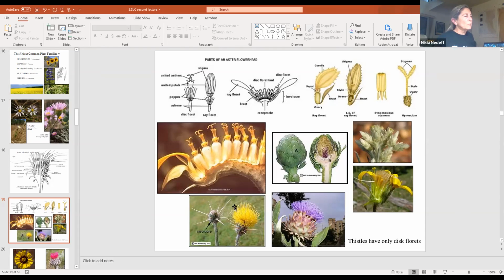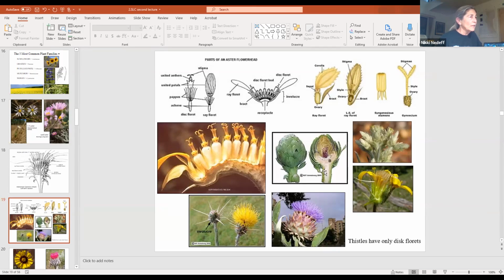Now, some of the members of the Asteraceae, thistles, have only the disc florets. They're composed primarily of these inner petals and inner, well, not petals, they're actually flowers. And some, like this one, have the forget-me-not ray florets, very complex. Artichokes are a thistle. They're a member of the sunflower family. They have these exact same structures.